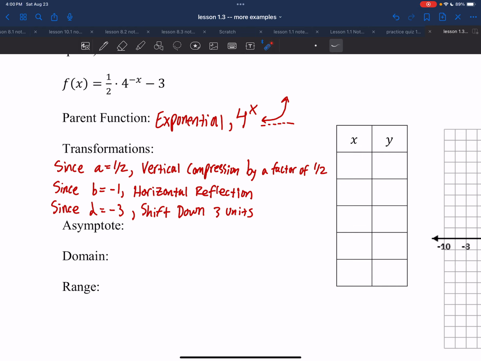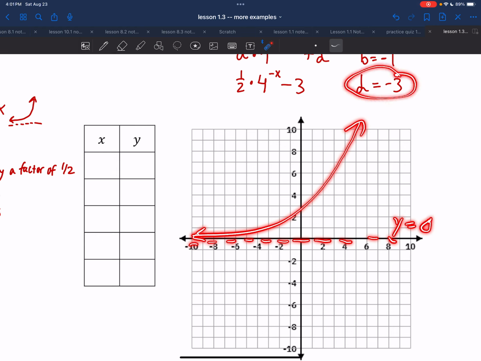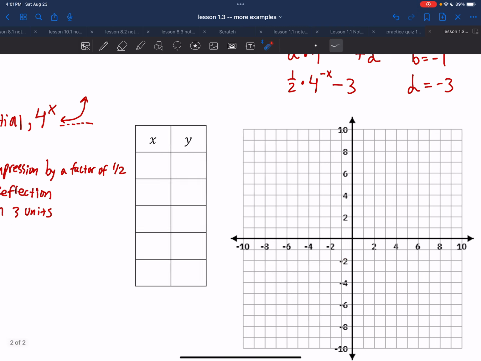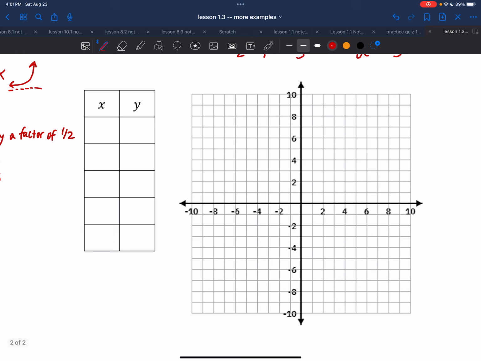A defining attribute of this function is its asymptote. Now, where is an exponential function's asymptote? Well, this is the exponential. Its asymptote is at y equals 0. But we have moved this function down 3. So that would take this horizontal asymptote and move it down 3 units, making it y equals negative 3. Okay? So I'm actually going to go ahead and write that. The asymptote is y equals negative 3. All right.